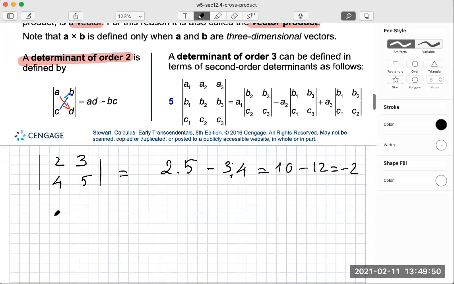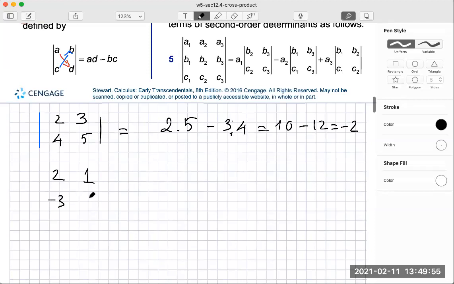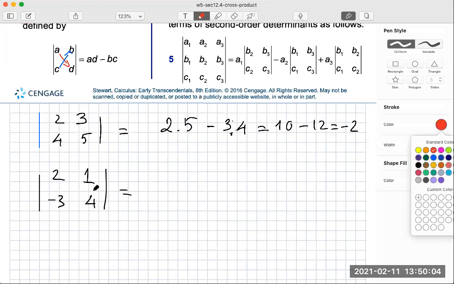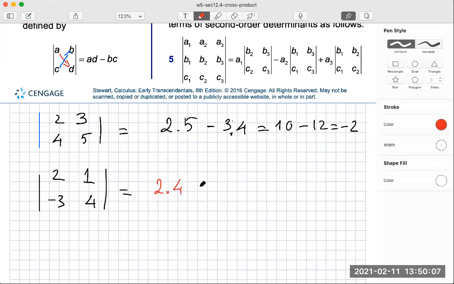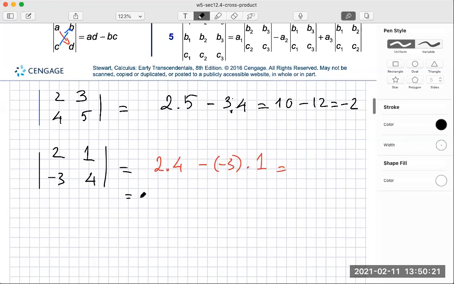Or how about 2, 1, negative 3, 4? What is the determinant of these numbers? Yes, it is 2 times 4 minus. Very good. Be careful. The negative sign here is very tricky. So negative of negative here gives us a plus, right? It would be 8 plus 3, and it is 11, right? So be careful.